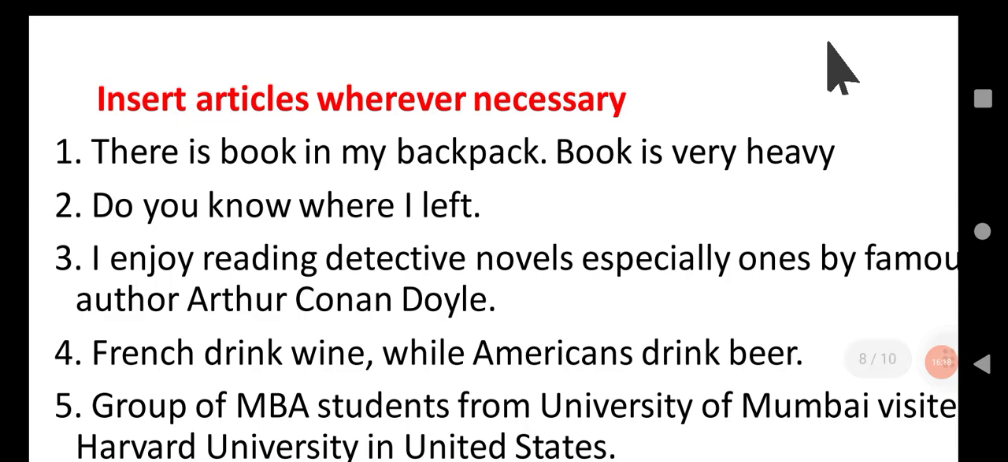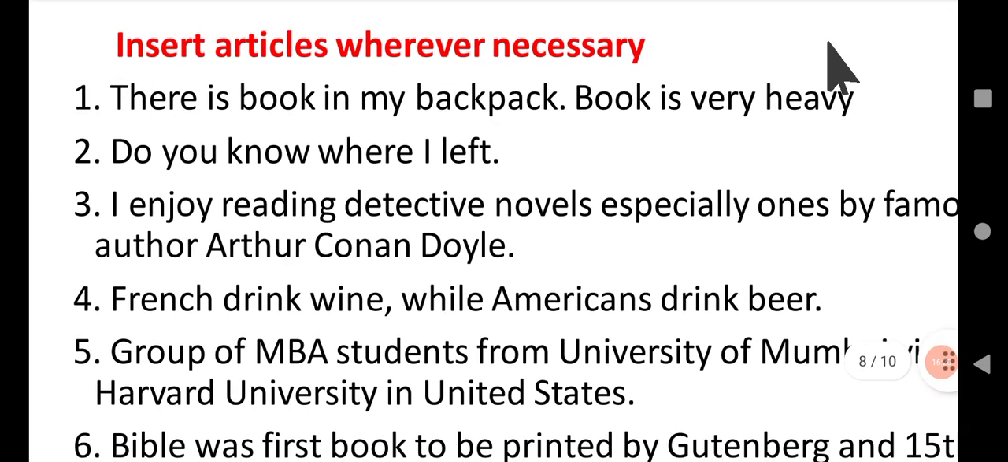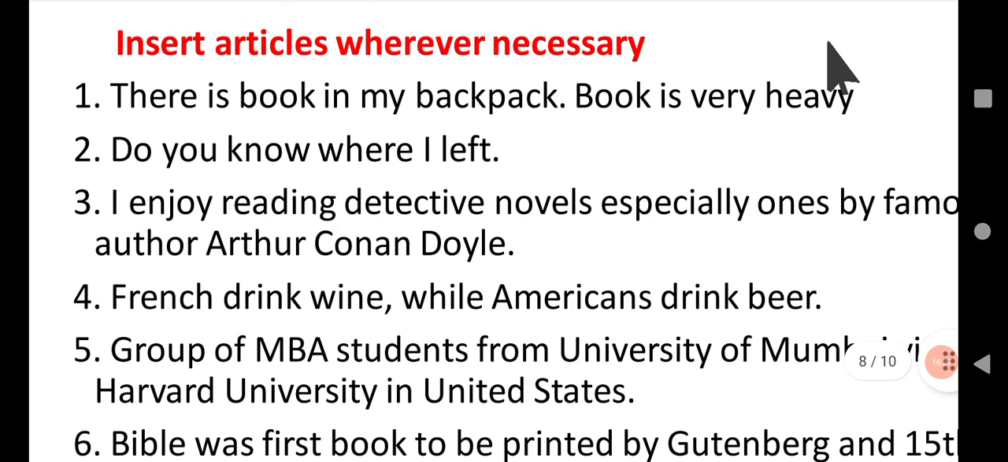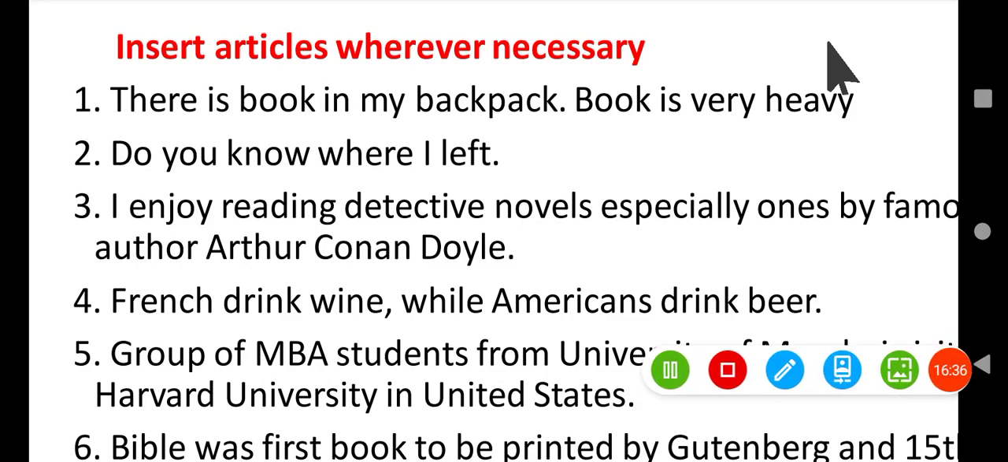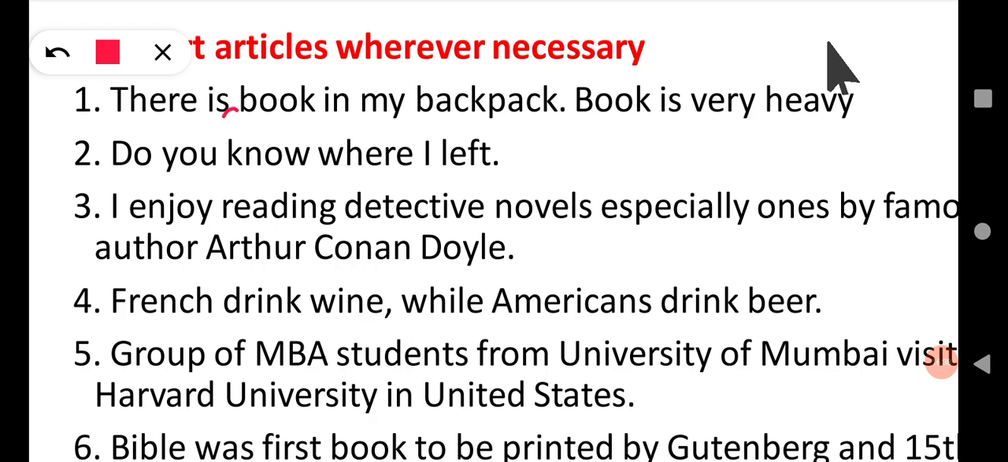Next one. Insert articles wherever necessary. Okay, wherever necessary, how to insert. Wherever that is not necessary, you can remove them. Okay, look at the first one. There is book in my backpack. Book is very heavy. Here there is a book in my backpack, and you are referring to the same book, right? So here the book is very heavy. A book, the book. That is the first case.